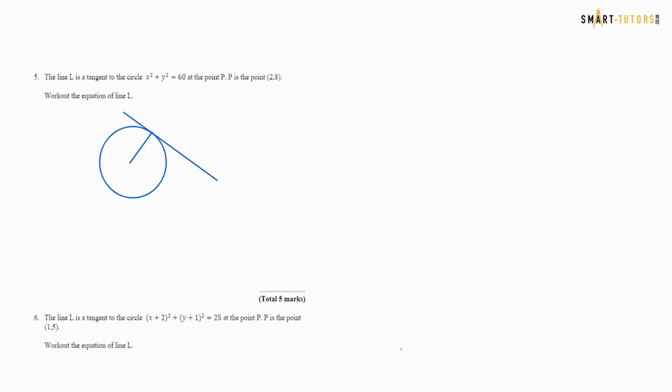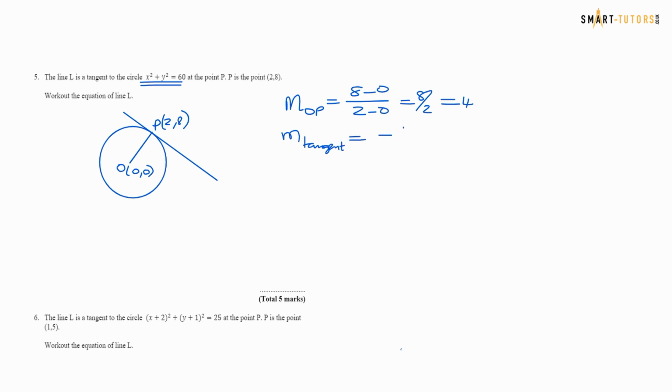So let's quickly work this out. This is P, this is (2, 8), and (0, 0) is the center of the circle, from the equation of the circle. The equation of the line L uses the same method. We find the gradient of OP: 8 minus 0 over 2 minus 0, so 8 over 2, which is 4. So the gradient of the tangent is the negative reciprocal, so minus 1 upon 4.